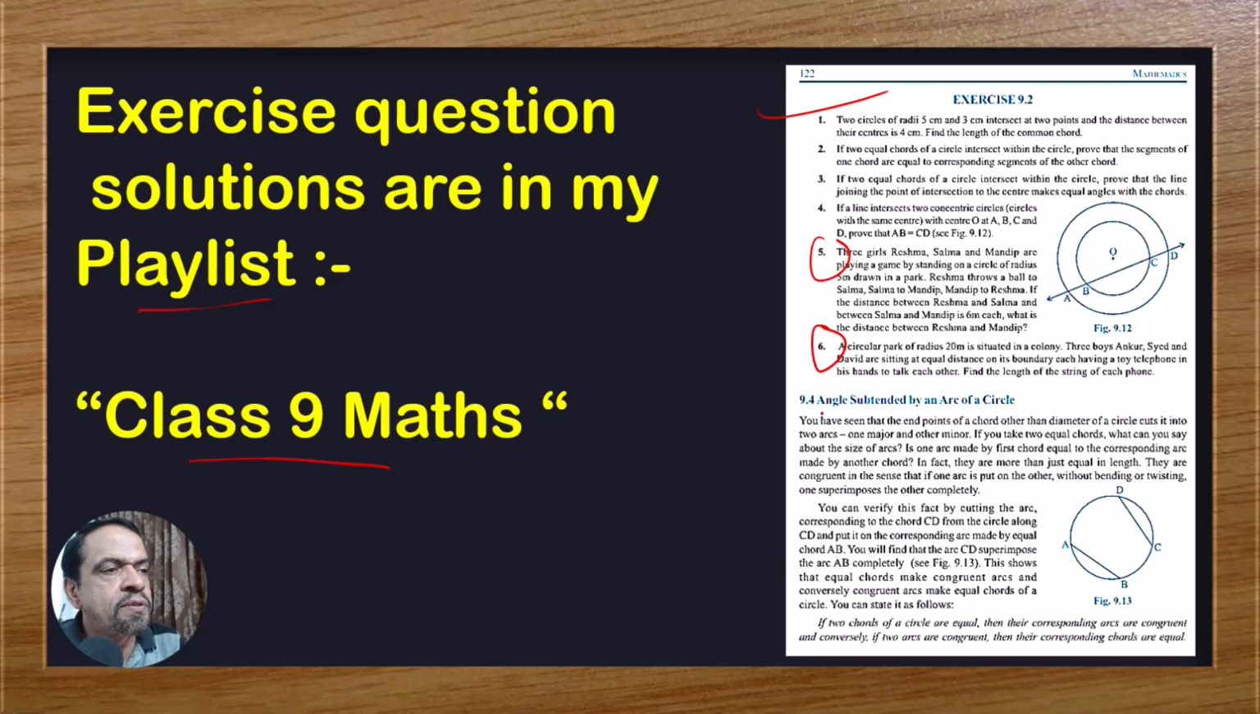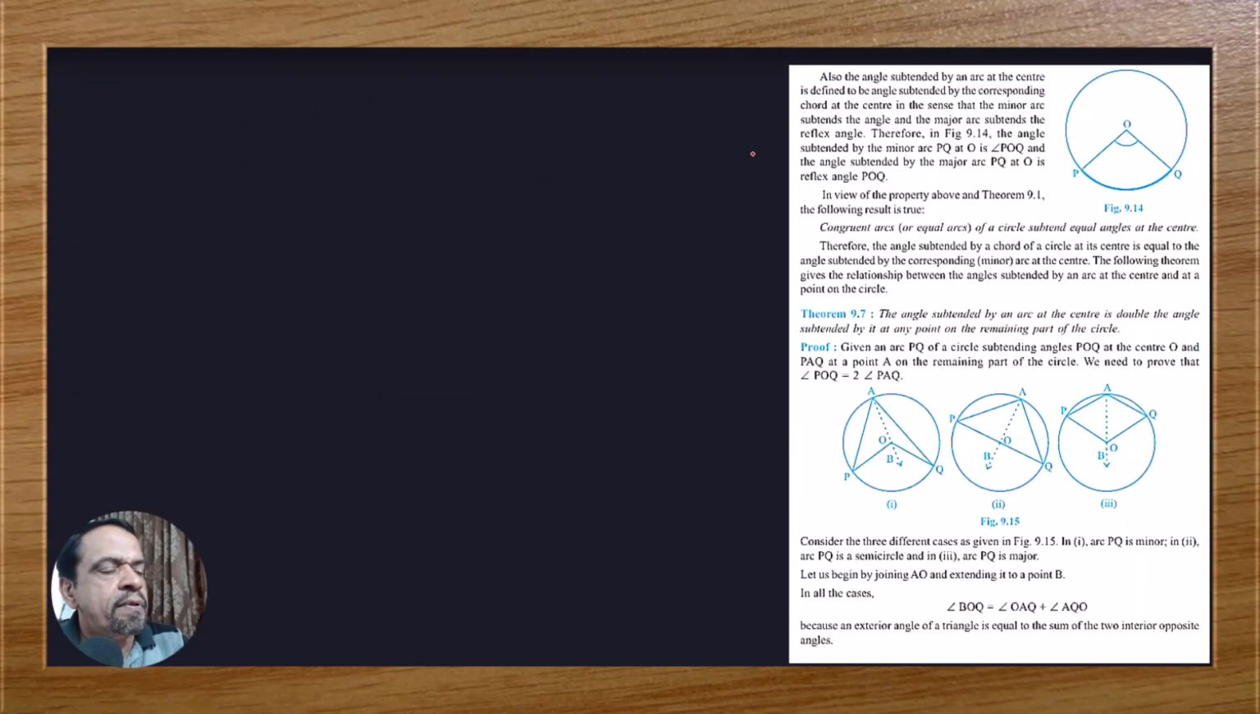Now the next topic, angle subtended by an arc. See, in the previous segment we saw the angle subtended by a chord at the center. Now in this segment we will see the angle subtended by an arc at the center. This is the angle subtended by the chord and this is the angle subtended by the arc.